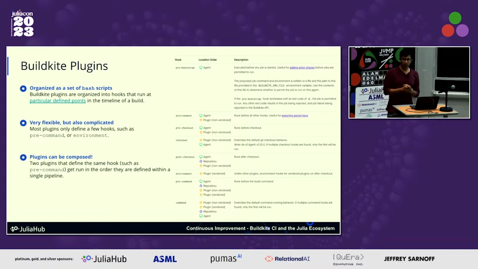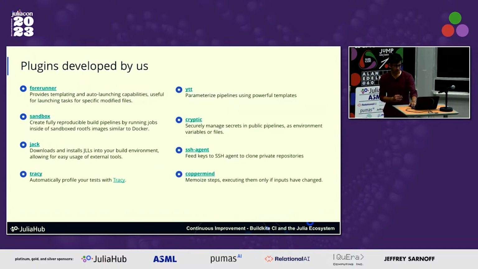So one benefit, which is also sort of a double-edged sword that comes with Buildkite, is that the plugins are very, very flexible, right? They let you do whatever you want at whichever point you want, because you're literally just running bash scripts on your agent. And plugins can also be composed, in the sense that if there are multiple plugins, depending upon the order in which you define the plugins, at that particular point in the timeline of that job, the plugins' respective commands or pre-commands or whatever hooks get run, right?